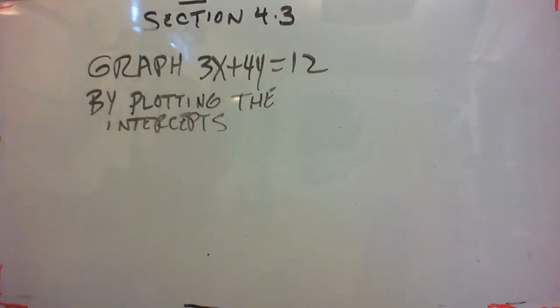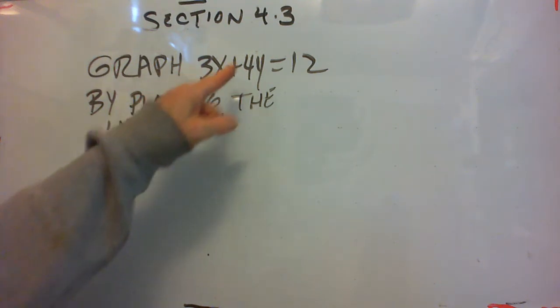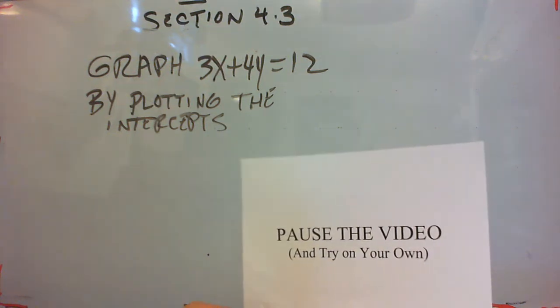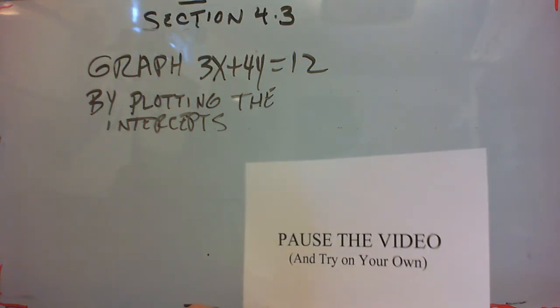So here's a problem for you to try. Graph 3x plus 4y equals 12 by plotting the intercepts. So pause the video and try this on your own.